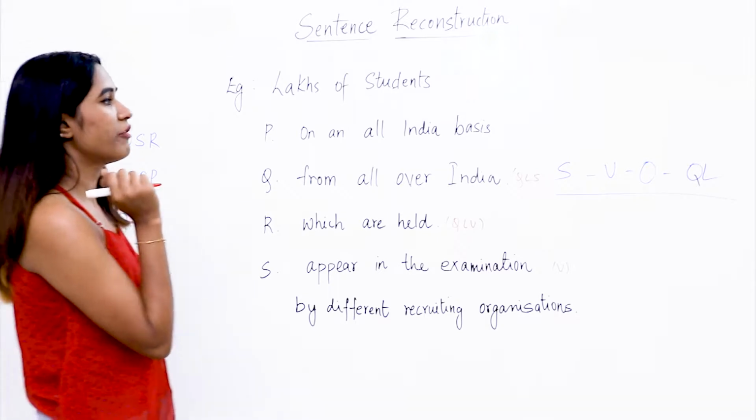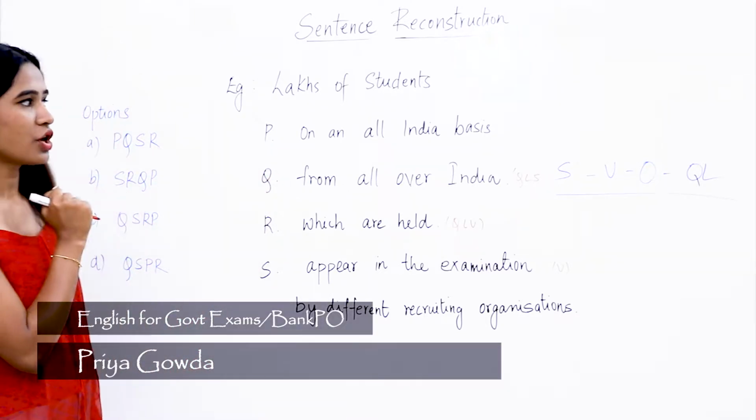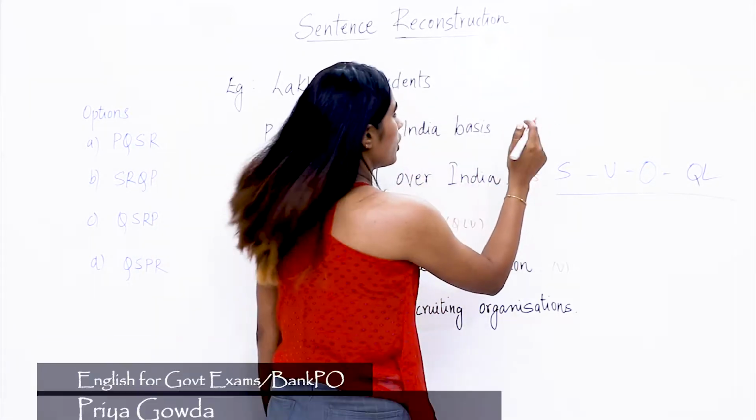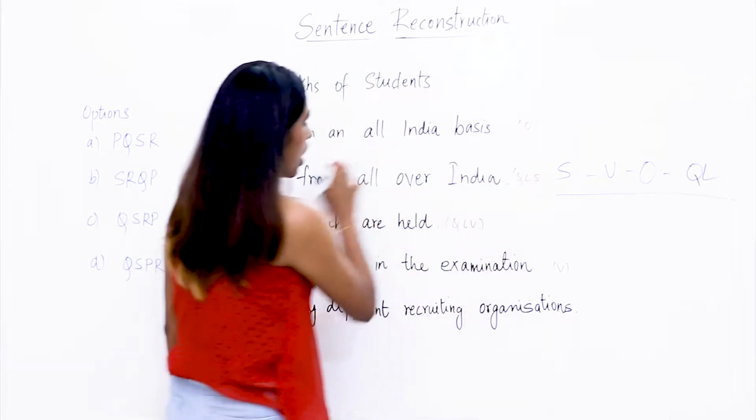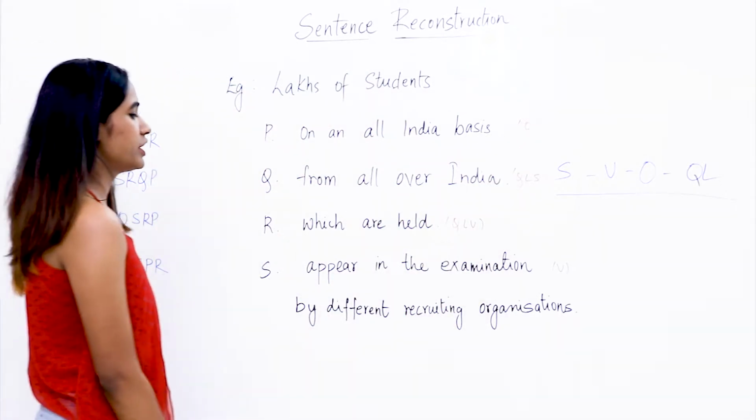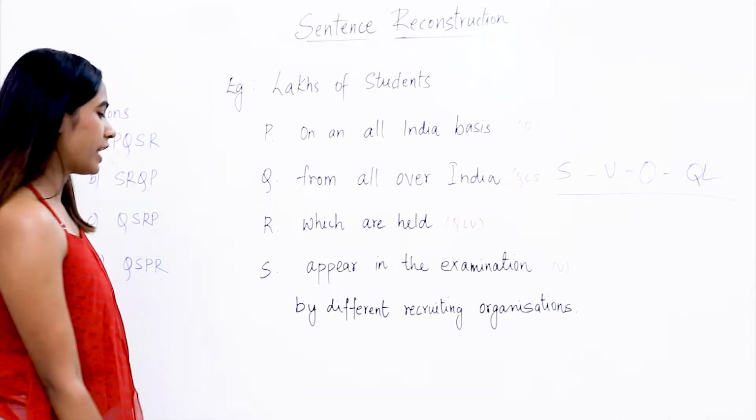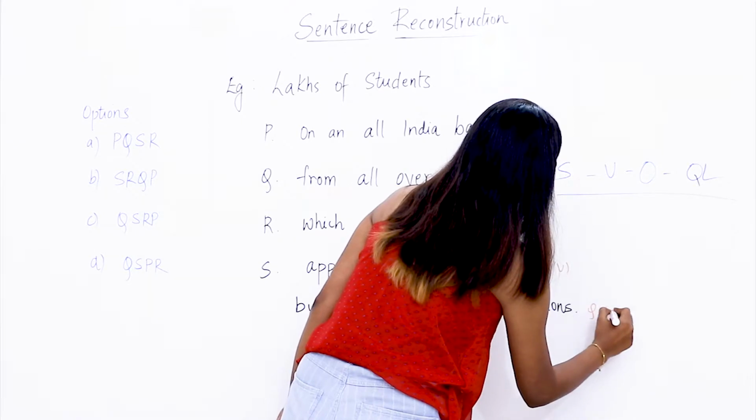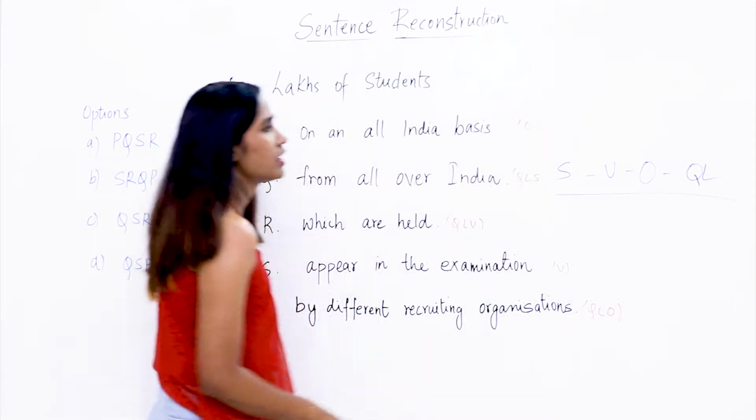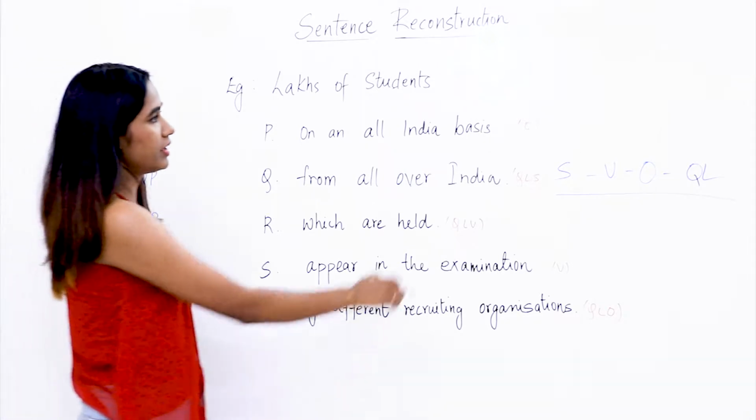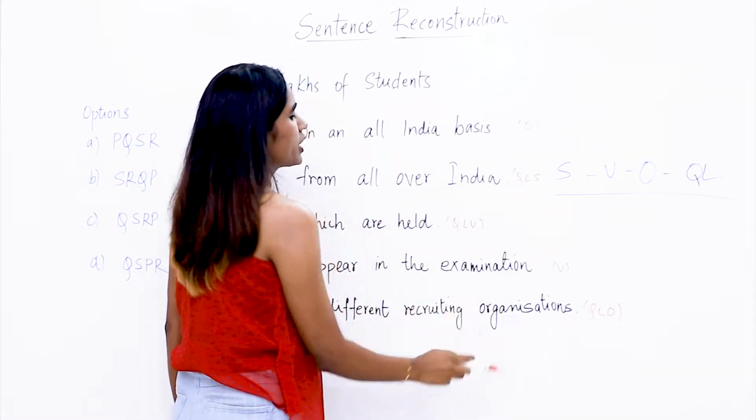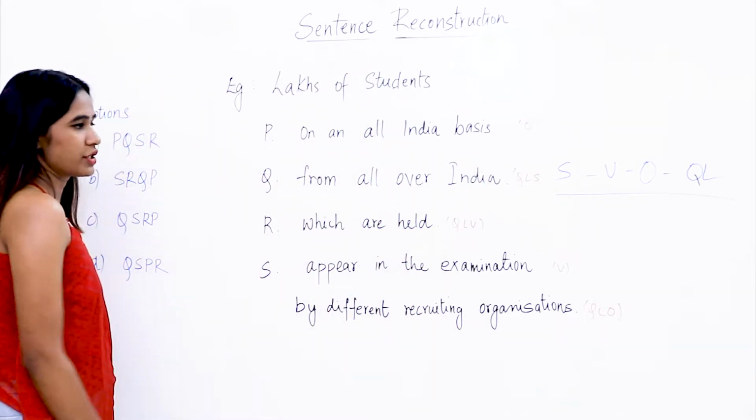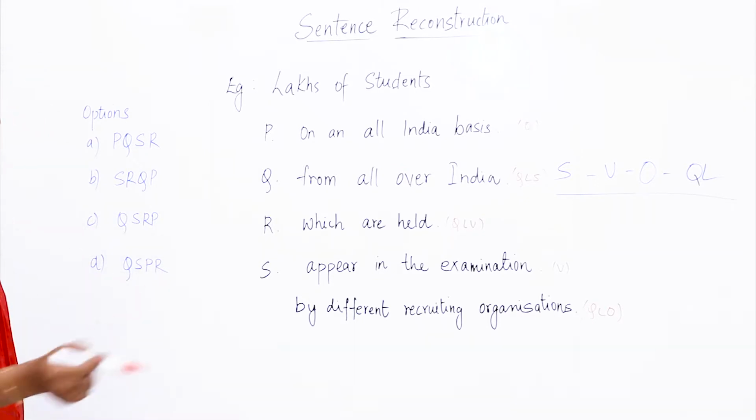Next we have to find out the object here. The object is "on an all India basis". So this becomes our object, and we are left with the qualifier of the object, that is "by different recruiting organizations". So we have got everything: subject, qualifier of subject, verb, qualifier of verb, object and qualifier of object. On this basis we'll now rearrange the sentence.